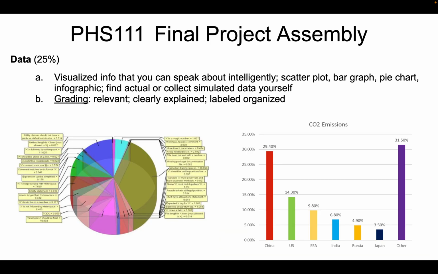All right, another aspect is the data. And what is data? It's a visualized representation of information that you can really speak intelligently about. This is about a quarter of your grade. Actually, it is a quarter of your grade. And in some ways I like seeing different types of data. I like scatter plots, let's say. I like bar graphs. Sometimes pie charts are really good if you have to show representative samples that add up to 100%. Pie chart's fantastic for something like that.